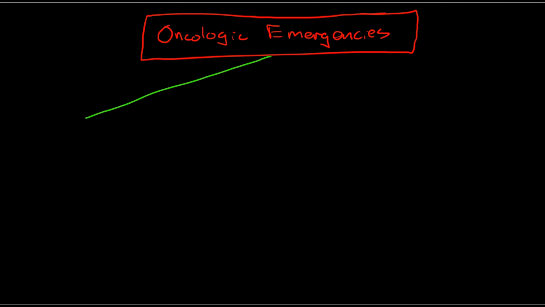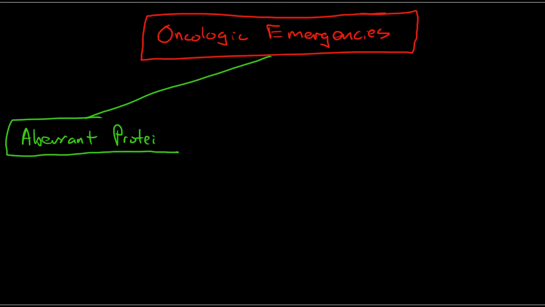Now, the aberrant proteins have a very significant involvement in oncologic emergencies. In particular, these are responsible for what are known as the paraneoplastic syndromes. And paraneoplastic syndromes are a whole host of syndromes that are caused by these aberrant proteins that float around in the bloodstream and wreak havoc in the body because these proteins are mimicking hormones or even, in some cases, neurotransmitters. Now, the aberrant proteins can also lead to issues with hypercoagulable states.